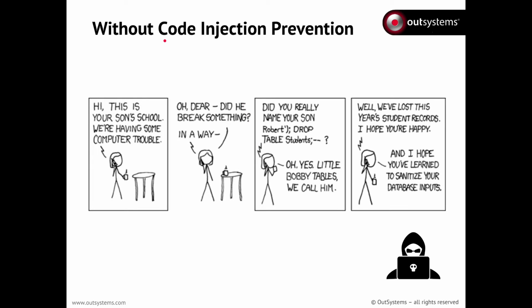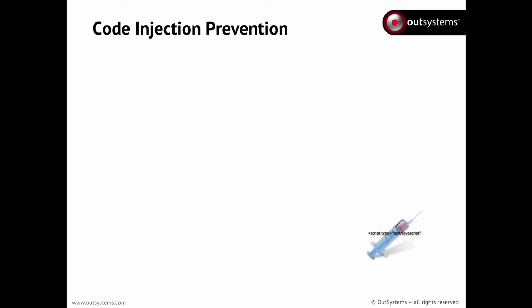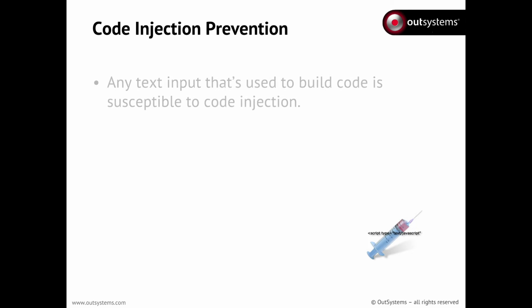Now, the OutSystems platform protects this automatically. And you don't need to worry about this except in certain circumstances. Any text input that's used to build code is susceptible to code injection. Not only text inputs from the user, but really everything that comes from the browser, even things that you think you've calculated in JavaScript, that you've retrieved from browser properties in JavaScript and sent over to the server. A hacker can mimic your requests, but change the data that you so carefully calculated in JavaScript to anything else that the hacker wants. So anything coming from the browser is not to be trusted.